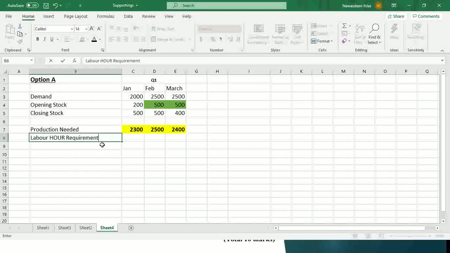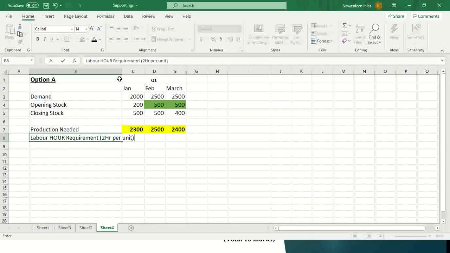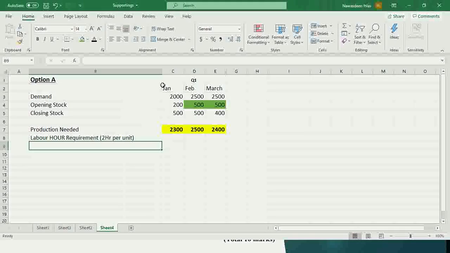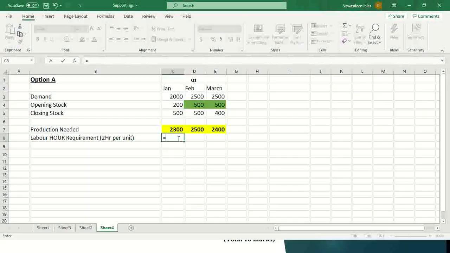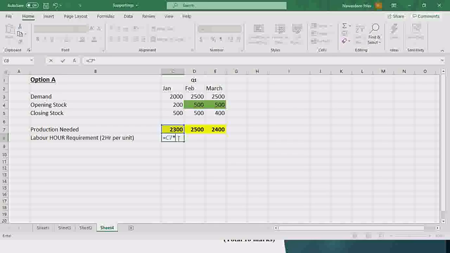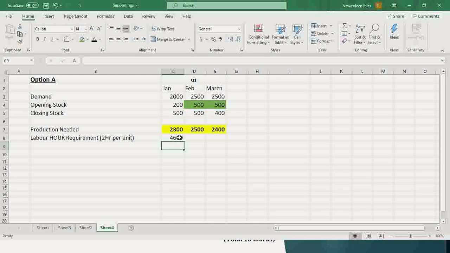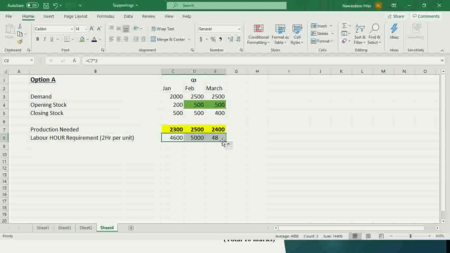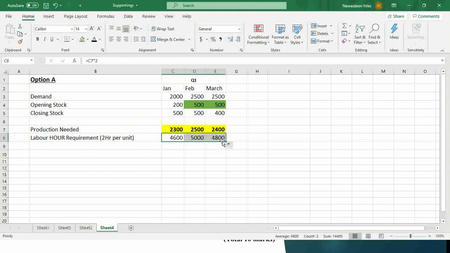So they have given 2 hours per unit. That is already given, which means to produce these 2300 units, we need how many labor hours? 2300 into 2. Likewise, we can find the labor hour requirement.